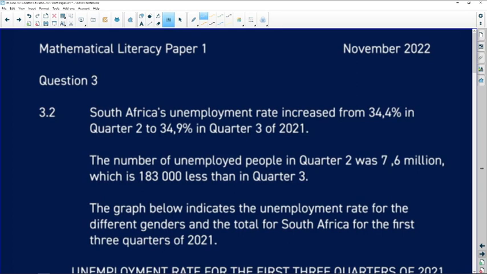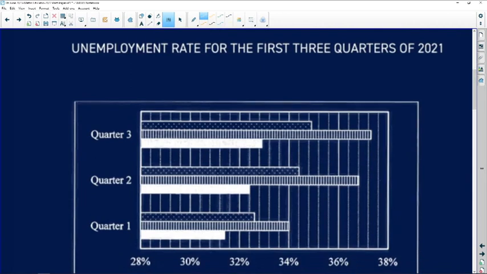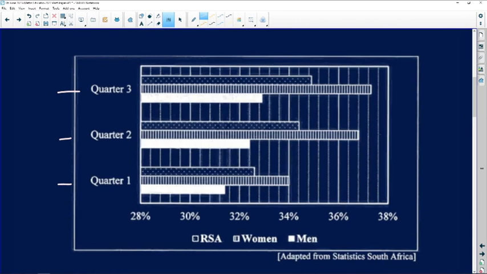The graph below indicates the unemployment rate for the different genders and the total for South Africa for the first three quarters of 2021. So we've got quarter two and quarter three. All of this is 2021. Unemployment rate for the first three quarters: quarter one, quarter two, quarter three. Just for you to be careful yet again, this is a bar graph, but in this particular case it has been turned around. It's no longer just a multiple bar graph.